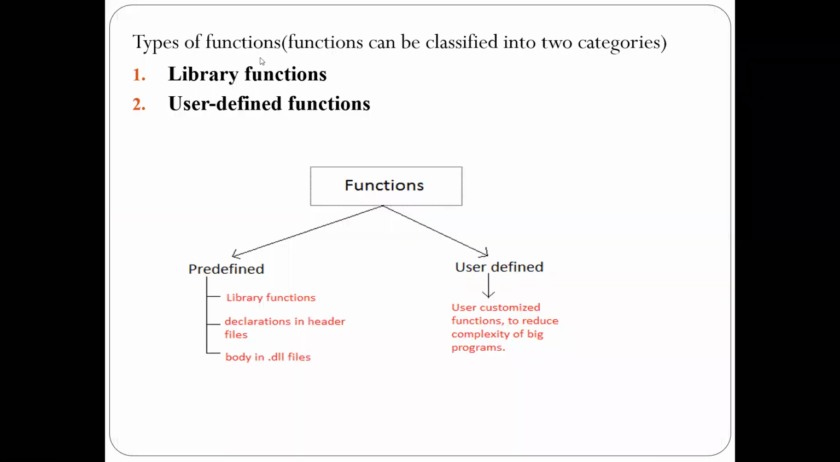Next, we have to go for the types of function. There are two types of functions available. One is a library function, another one is a user-defined function. The library function is also called a built-in function or predefined function. Whenever you use a predefined function, at that time we have to declare the header file. The user-defined function is used to reduce the complexity of big programs. For that purpose only we use the user-defined function.